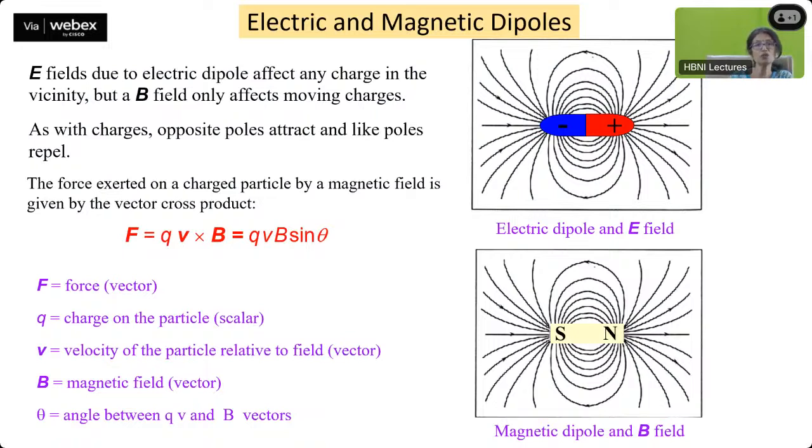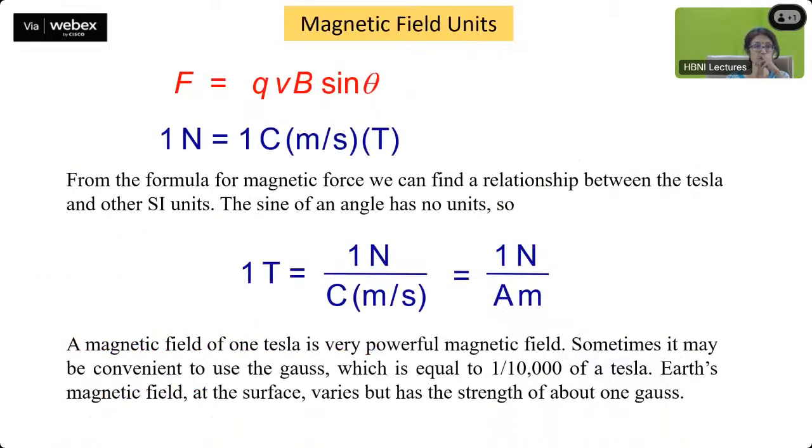It's a scalar quantity. v is the velocity of the particle, which is a vector quantity. Capital B is the magnetic field, also a vector quantity, and theta is the angle between the q v and B vectors. So the force which is exerted on a charged particle is given by this particular cross product.